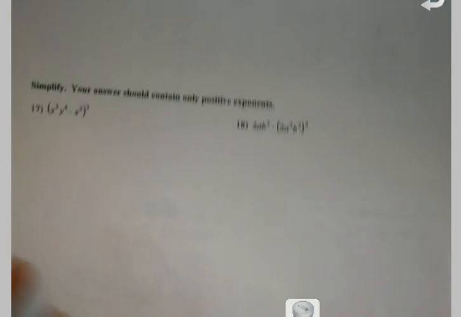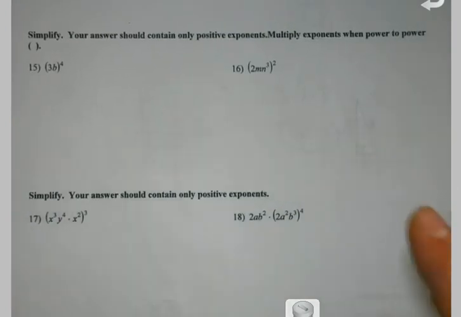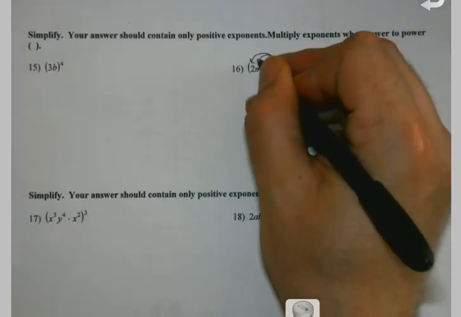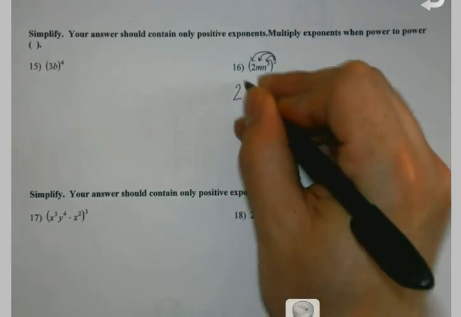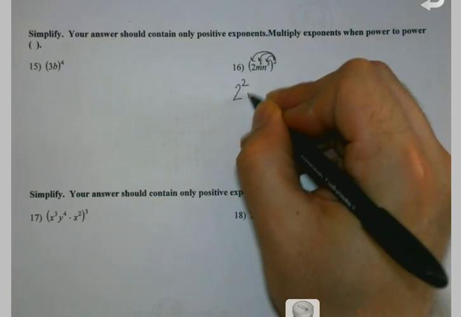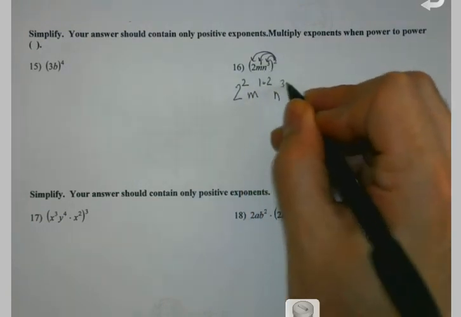So let's see here. Exponents. I'm going to leave number 14 alone for right now. All right, only should have positive exponents. Multiply exponents when power to power. So here, whatever exponent's outside has got to get distributed all the way through here. So I'd have 2 squared, 1 times 2 for my m, and 3 times 2 for my n.